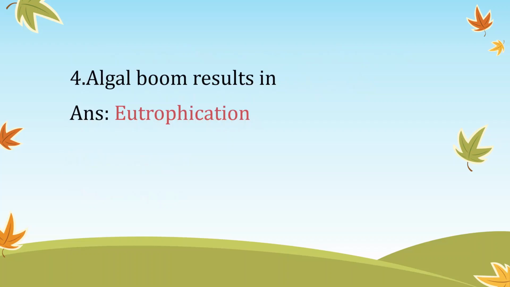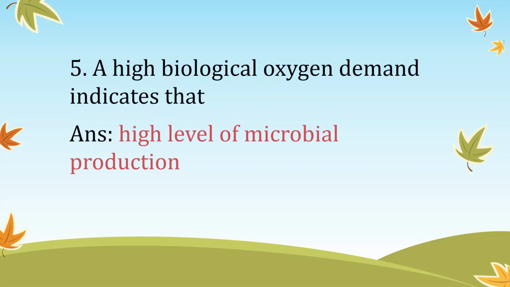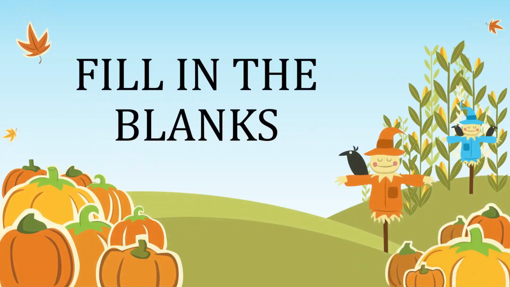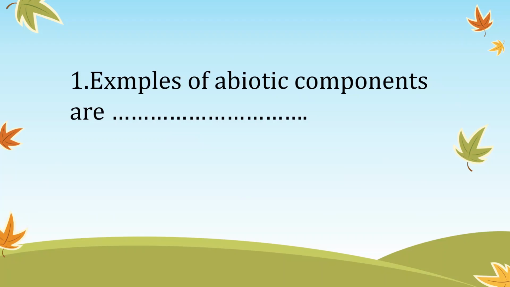Fourth, algal bloom results in eutrophication. Fifth, a high biological oxygen demand indicates a high level of microbial production. Now fill in the blanks. First, examples of abiotic components are dash. Answer, air, water and land.